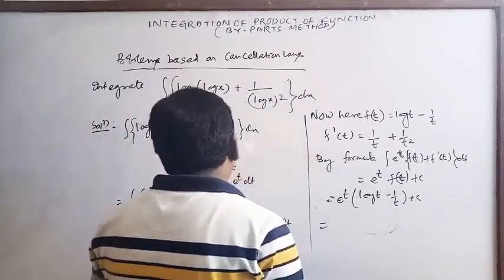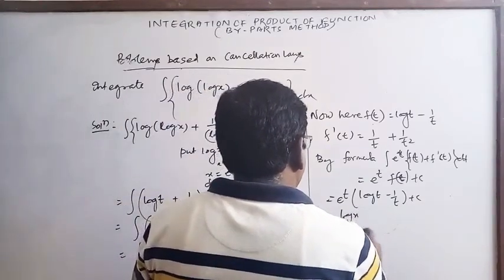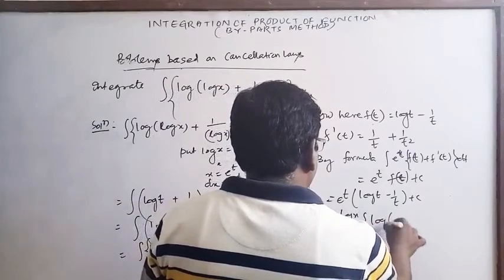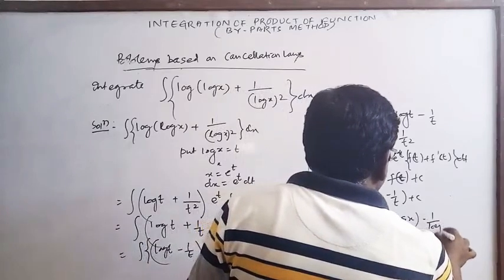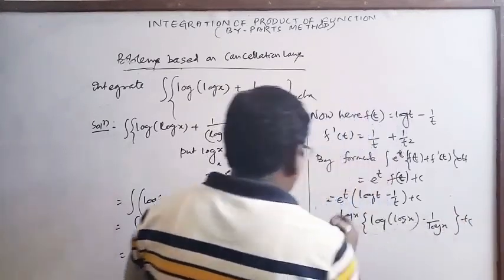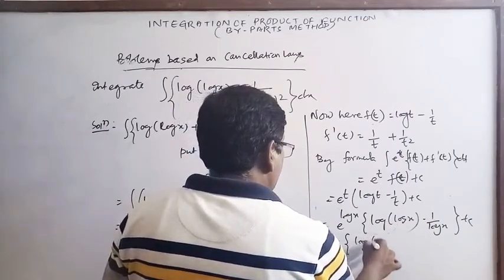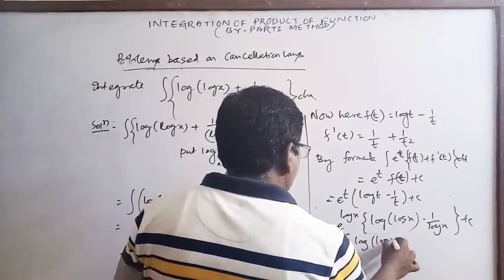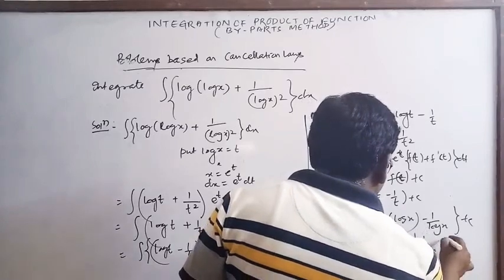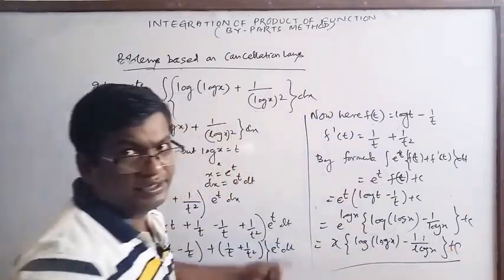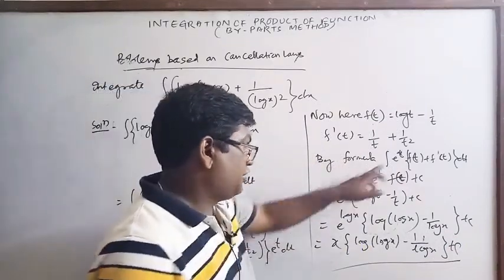Now t is equal to what? t is equal to log x. So e to the power log x, and this is log of log x minus 1 by log x plus c. e to the log x means what? x. So x into log of log x minus 1 by log x plus c. Clear?